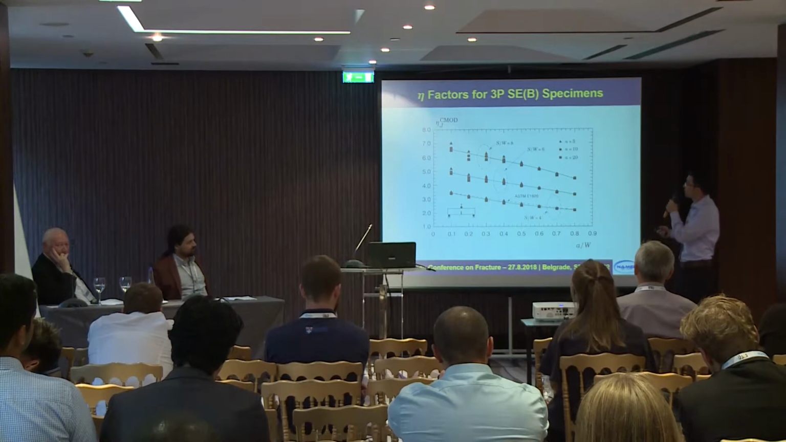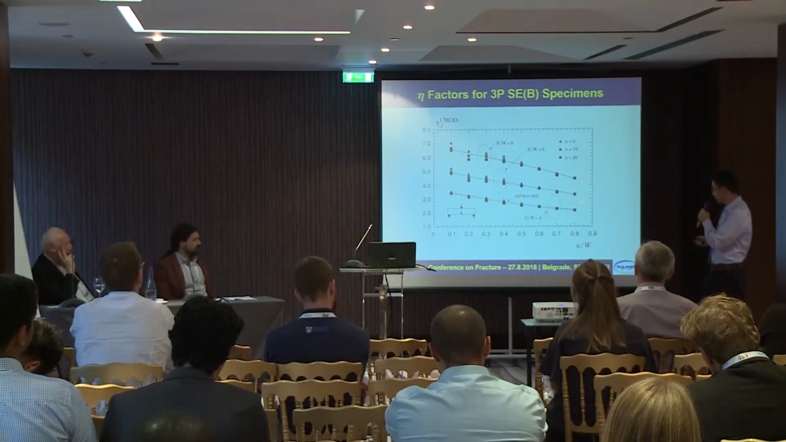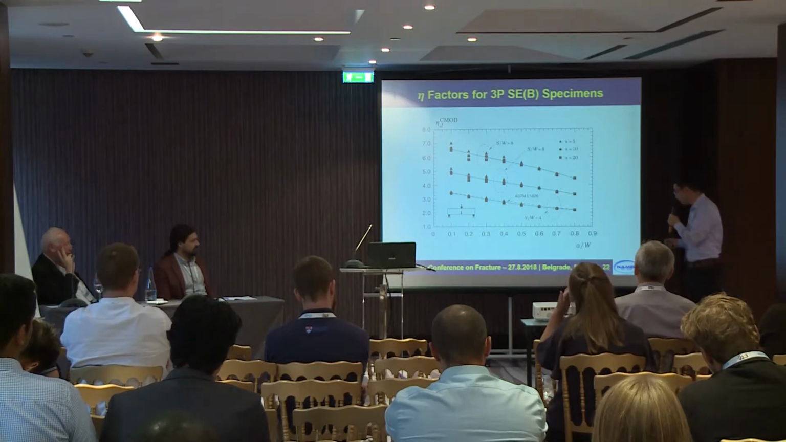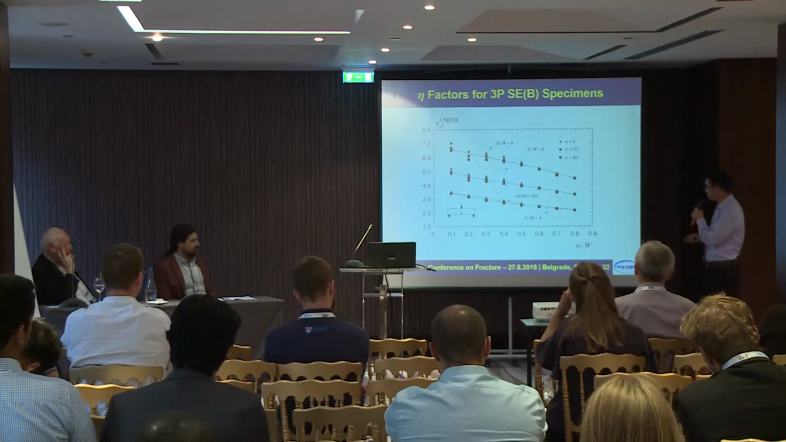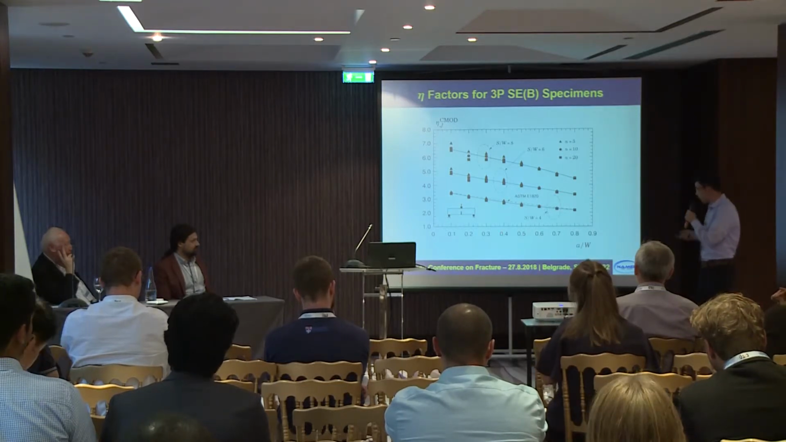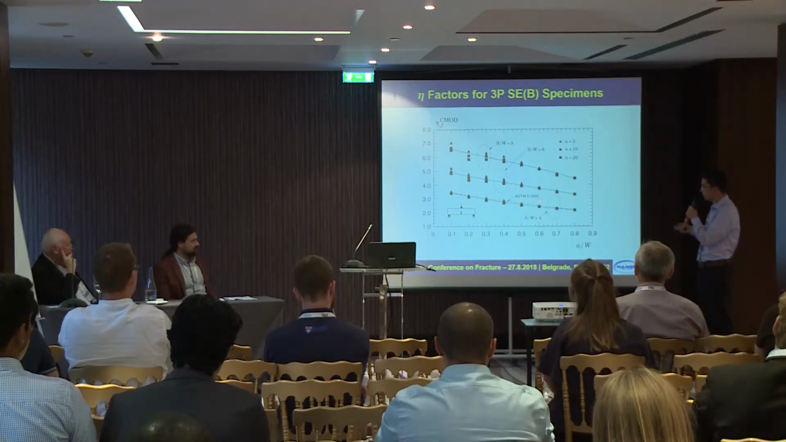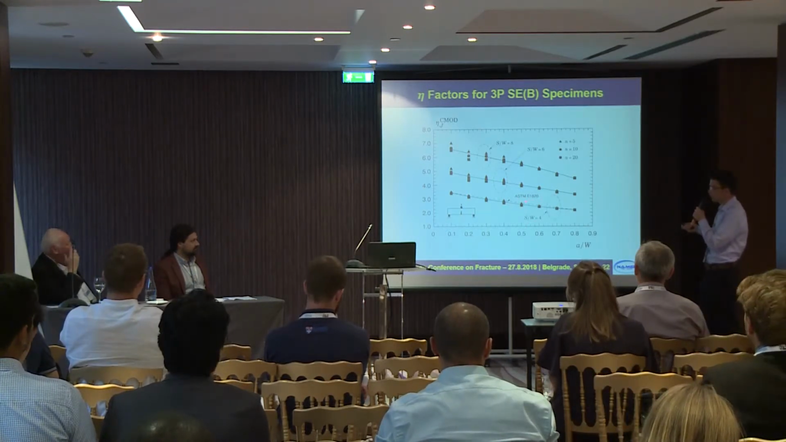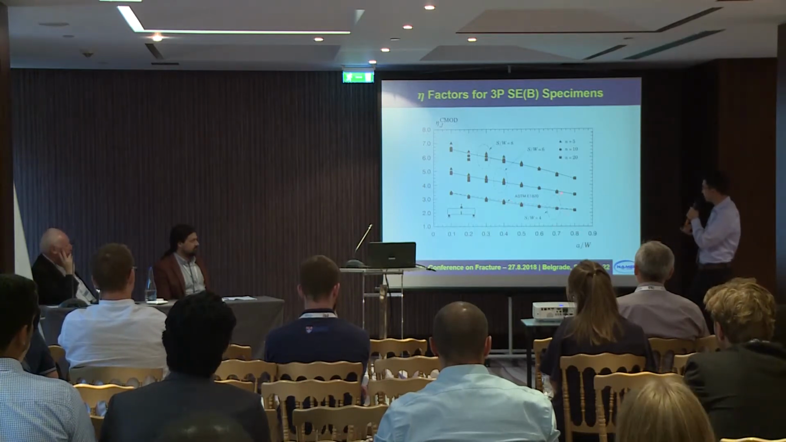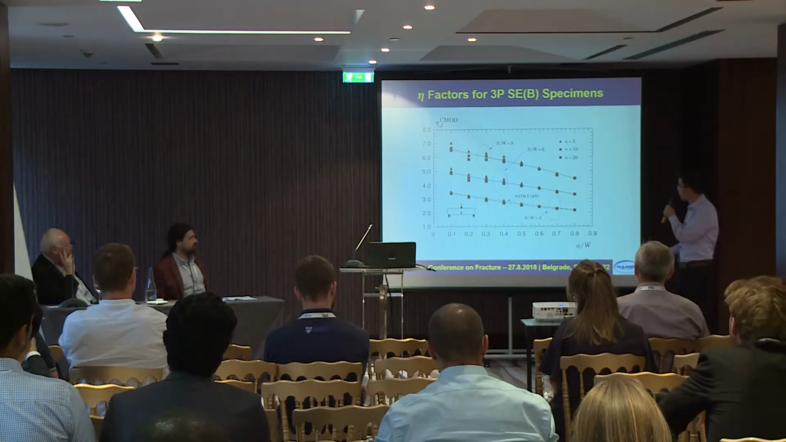Here we have the results of eta factors for 3-point bend geometries with different S over W ratios for different strain hardening behavior. Firstly, it can be observed that the eta values obtained from standard 3-point bend geometry are very similar to the eta values provided by ASTM E1820. And here we can also observe that as the S over W ratio increases, the eta values also increase.